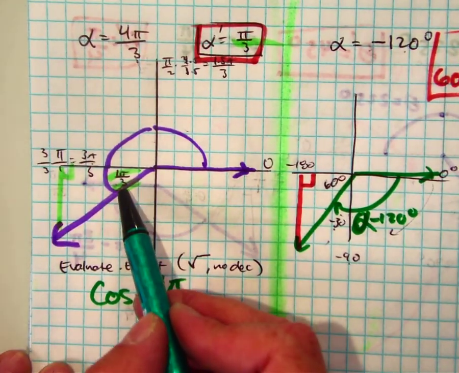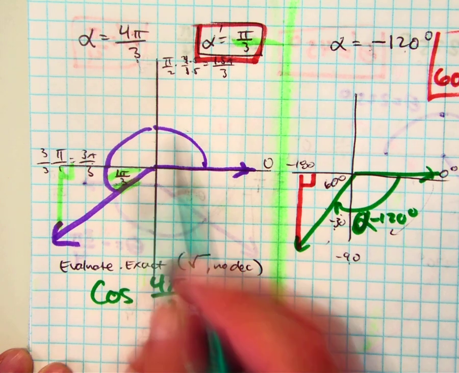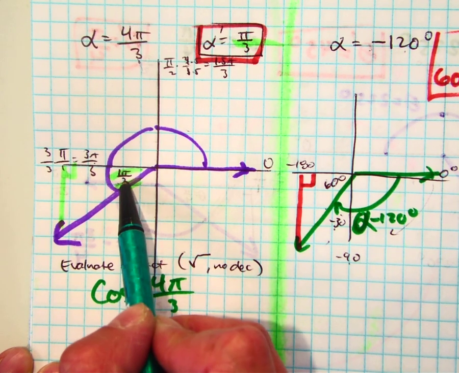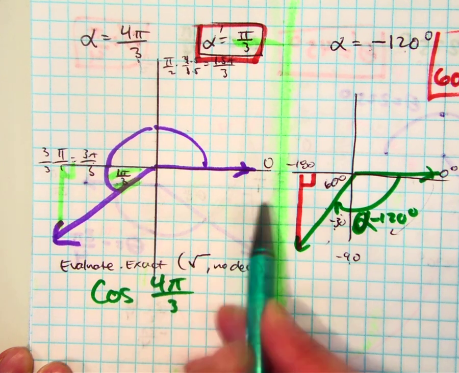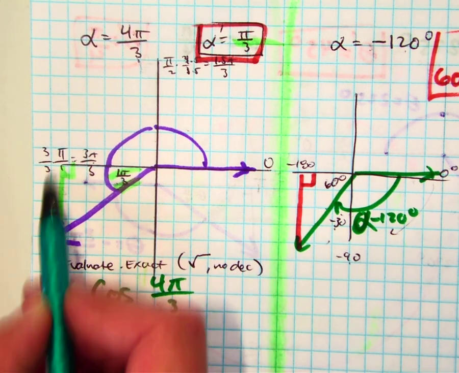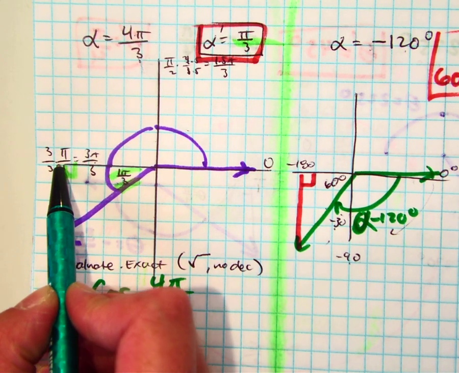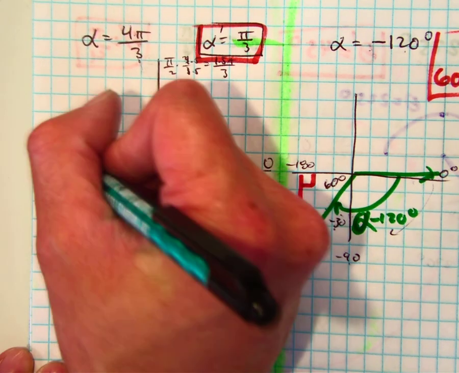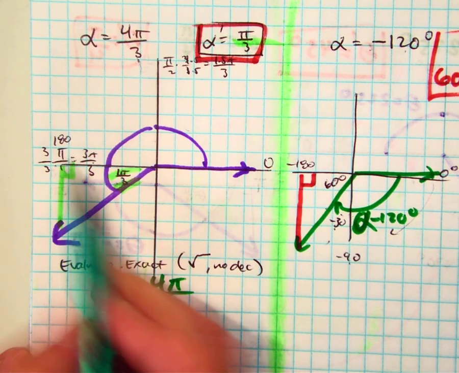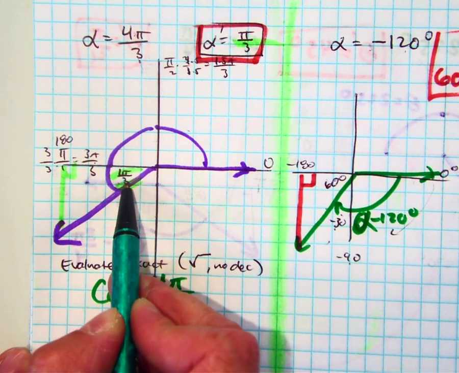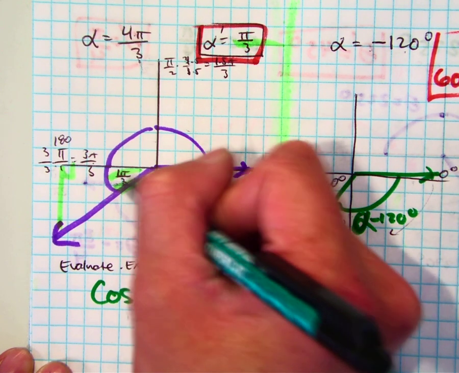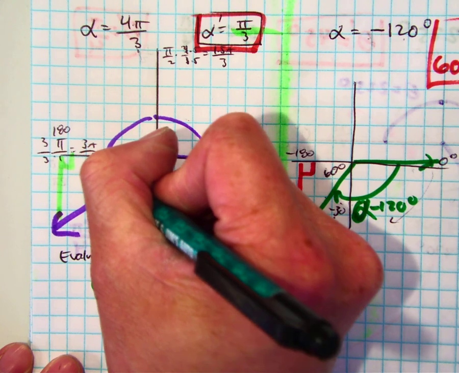Now if I recognize pi over 3, you can convert that to degrees. Think about it. Pi represents how many degrees, class? At this position, it's 180. So 180 divided by 3 is what? So essentially, this is a 60-degree triangle.